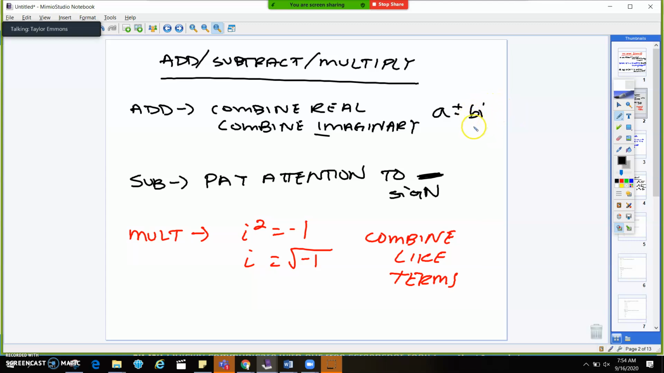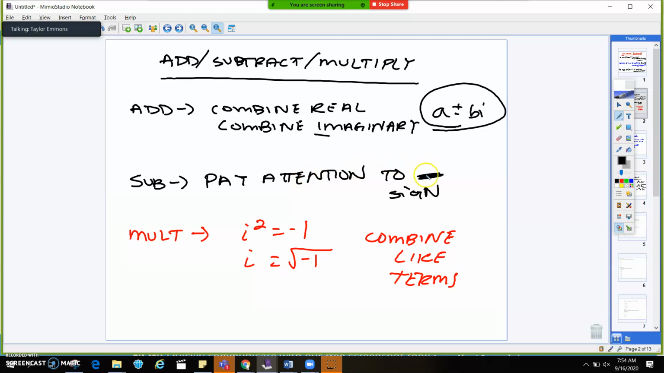So anything that's just a number, you're going to add together. You always want to make sure that you write it out in standard form. So that's that real plus or minus, depending on what the sign is, imaginary number. Okay, don't put your imaginary number first. Then it is incorrect. Okay, so make sure that you put it in standard form.